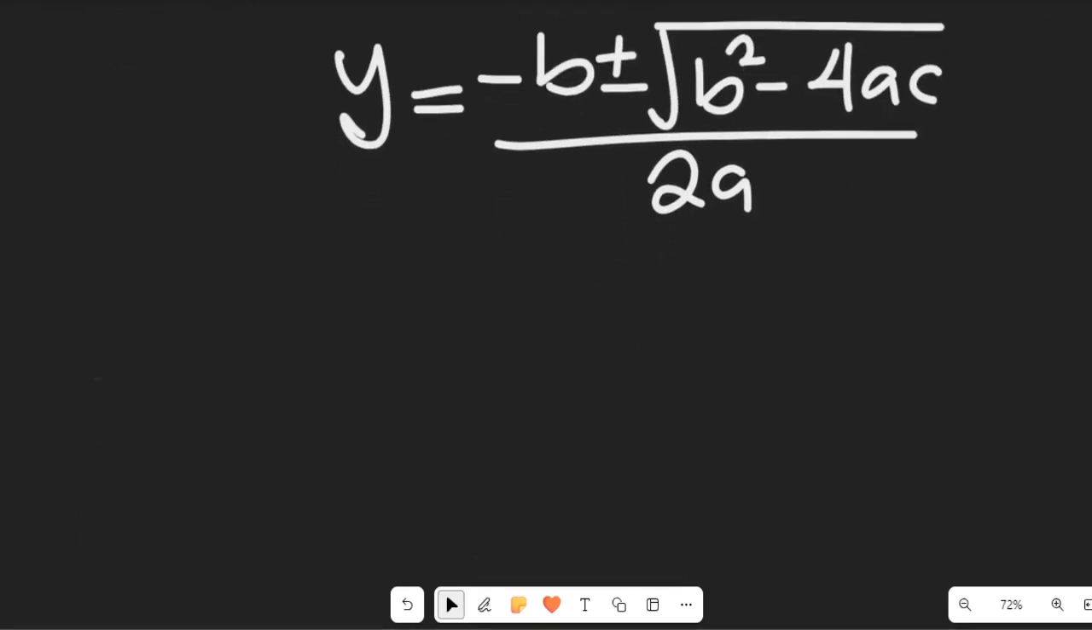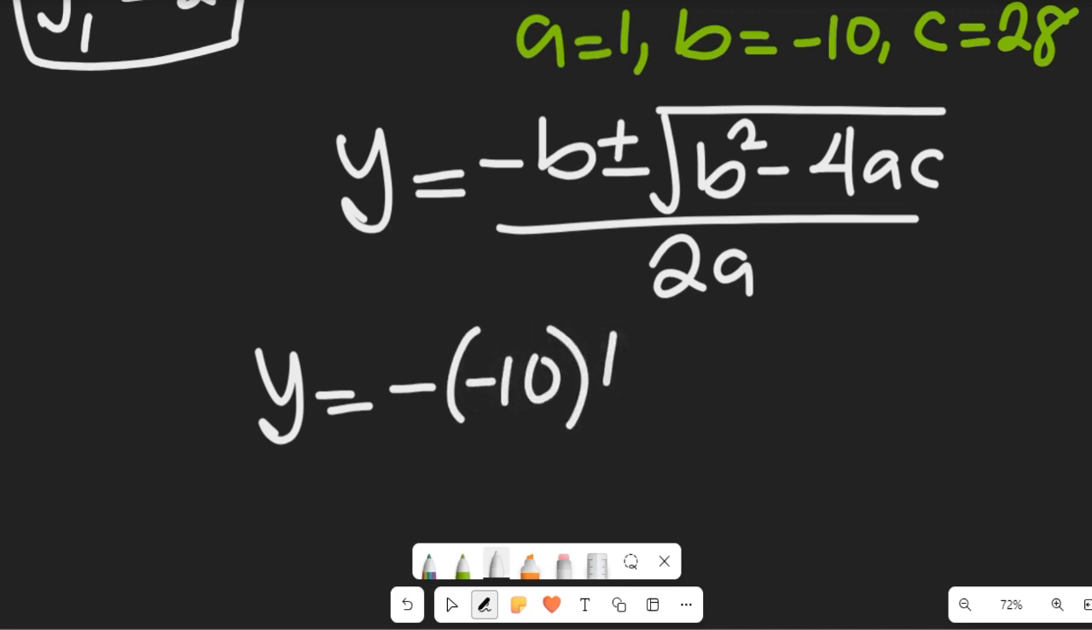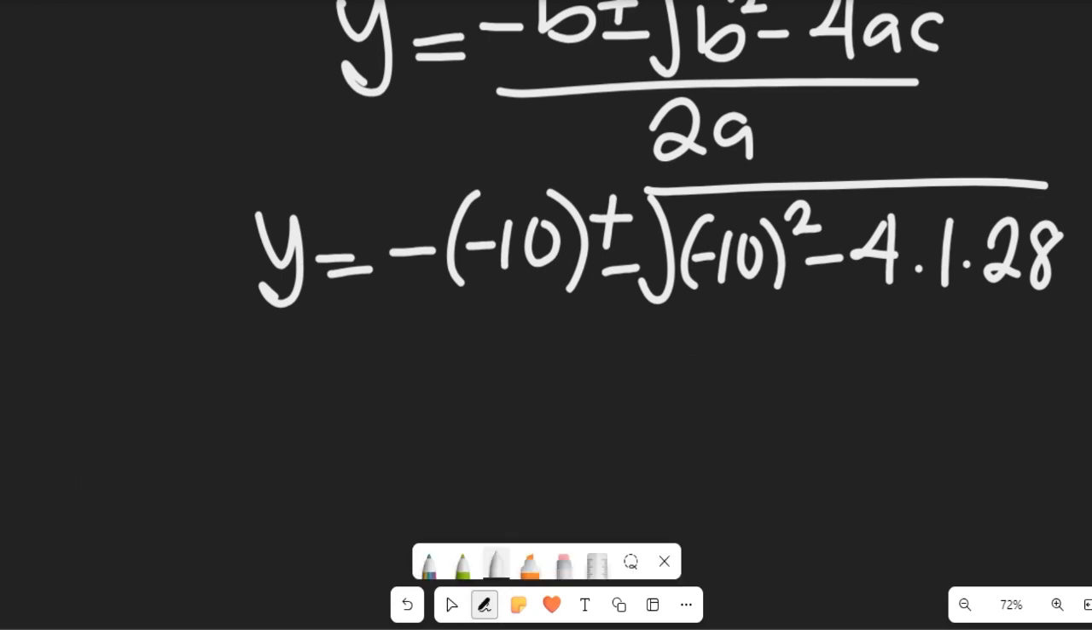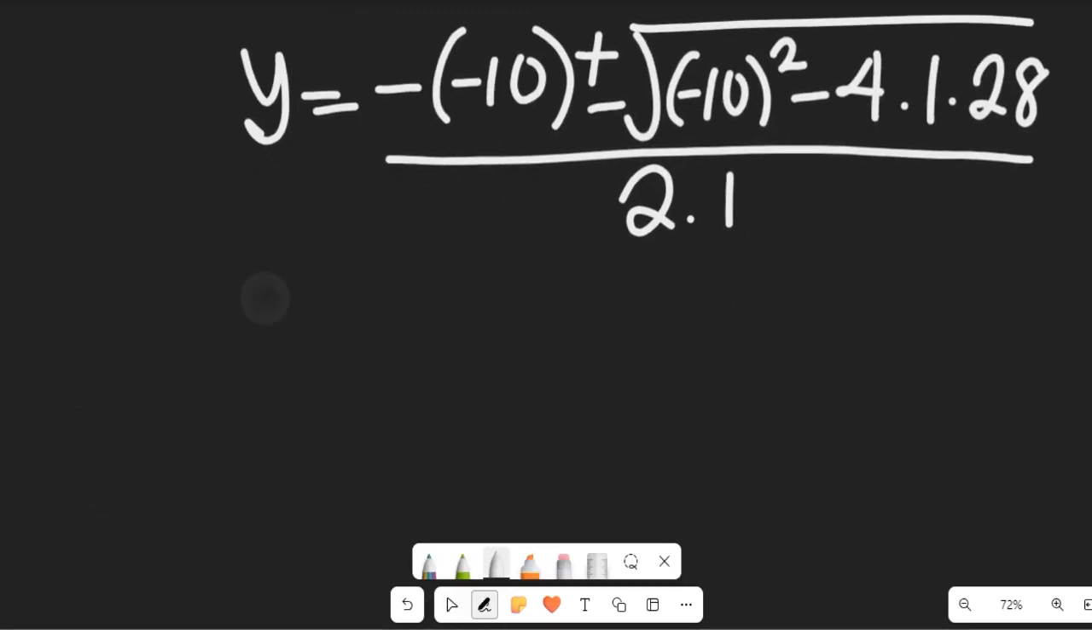So we're going to have our y now become equal to negative multiplied by negative 10, plus or minus the square root of negative 10 squared minus 4 multiplied by 1 multiplied by 28, and this will be divided by 2 multiplied by 1. So we're going to simplify this to find the value of y.